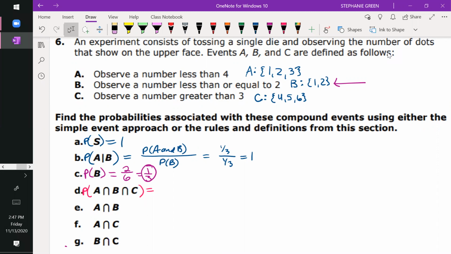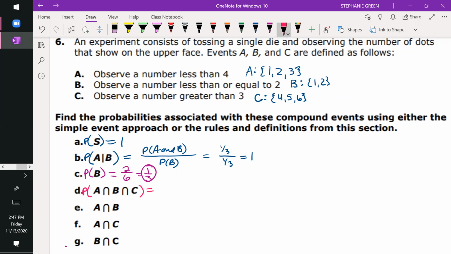And if I look at my first two events, that seems totally possible. I have two outcomes in event A and B that occur at the same time, 1 and 2. But when I add an event C, I see a problem. None of my outcomes in event A or B satisfy event C. So it's impossible to satisfy all three of these events at the same time. So the probability of all three events intersecting is 0.